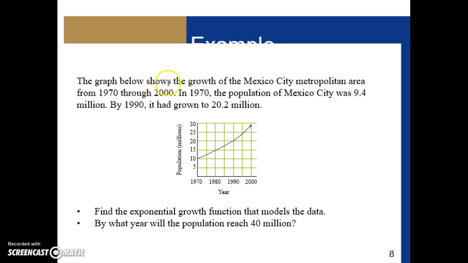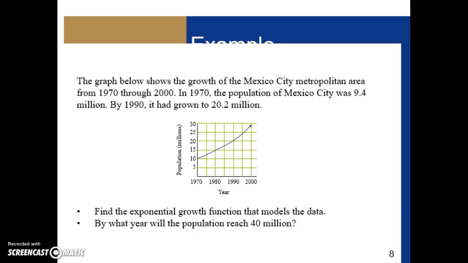Let's talk about initial population, time, all that kind of stuff. This tells us in 1970, our initial population was 9.4 million. So in 1970, we're going to say t equals 0. That's time. So t equals 0 in 1970, and our initial population was 9.4 million. We know that 20 years later, when t equals 20, if we're measuring t in years, then the current population in 1990 was 20.2 million. That information right there is going to allow us to find the growth rate. That's going to allow us to find k.